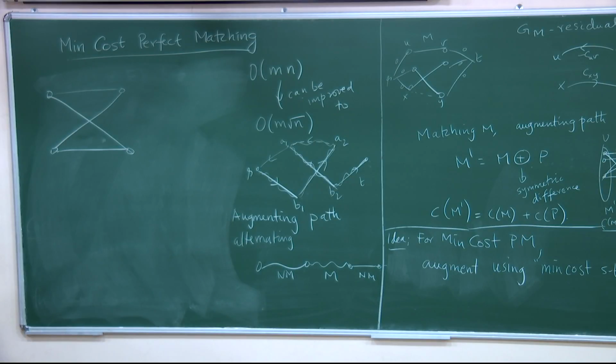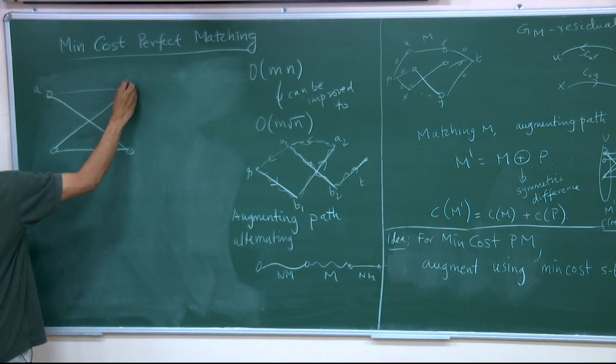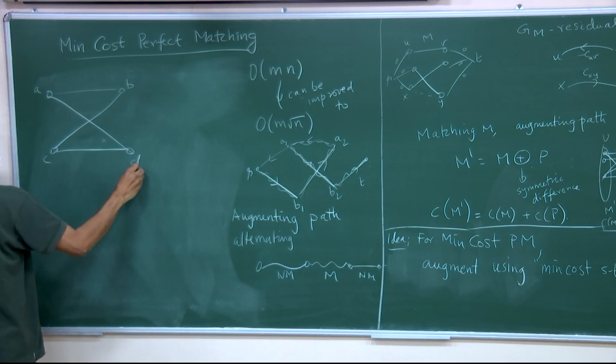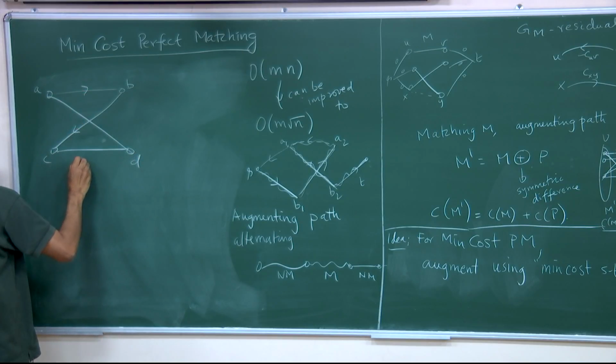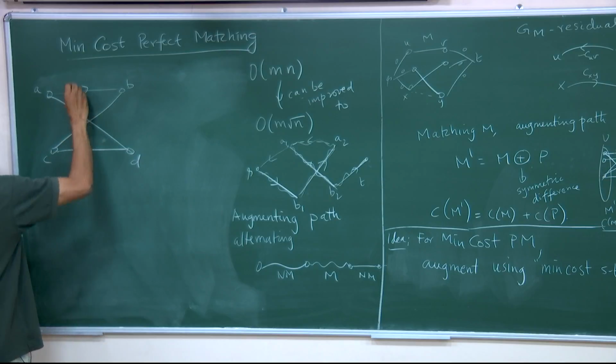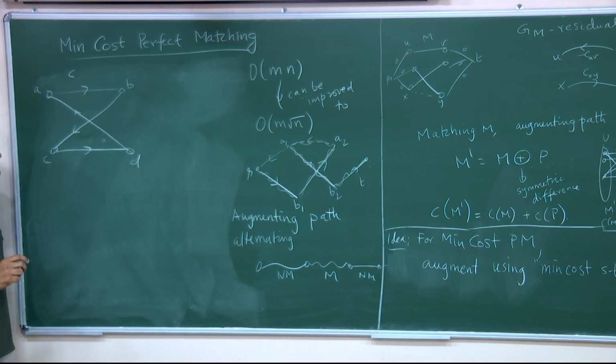Is it possible that no edge of this is in the matching? First of all, suppose this is my cycle. Now you have your M touching A, B, C, and D, right? It's possible that some of these edges are in the matching.